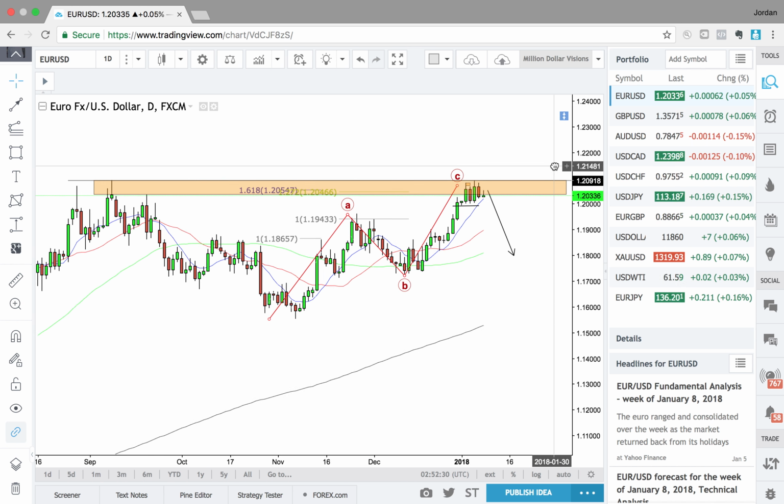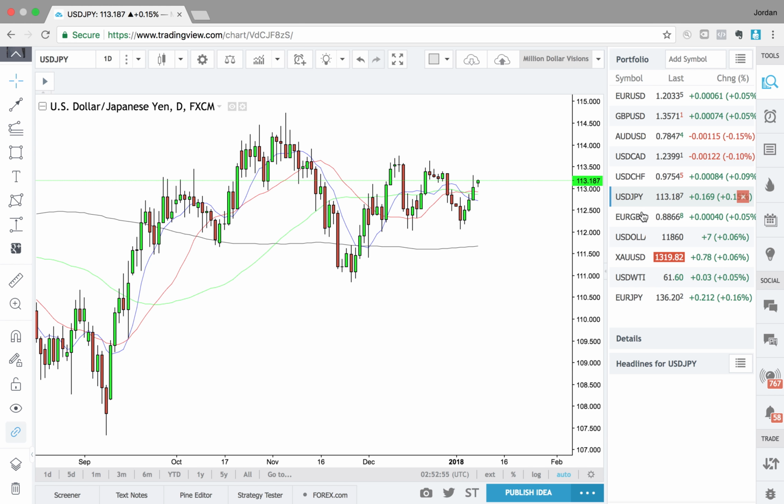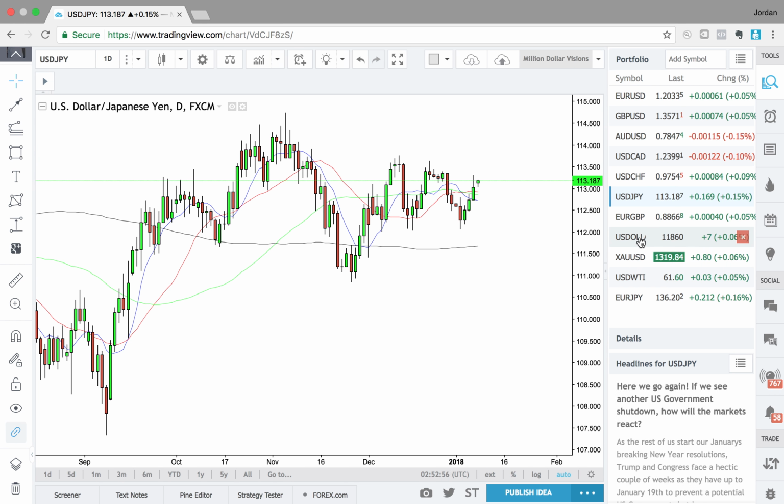Pound is strong right now. I like the euro dollar short and Aussie dollar short a lot better than the pound short. And that's about it for right now, you all. That's what I see in the markets.